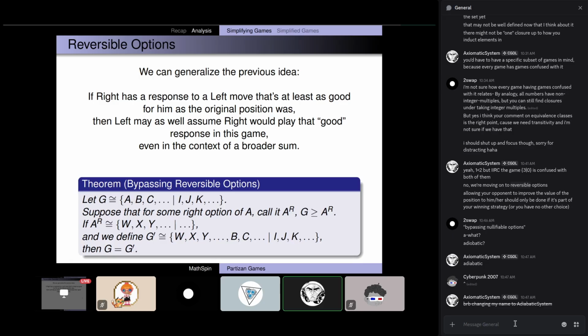Only the left options of AR copied over? Right. Because left is going to respond. If left is going to move to A, they had better be ready for right to move to AR, and AR is even better for right than the original G, so left may as well follow it up with W or X or Y or whatever. So yes, we only need the left options to copy over.